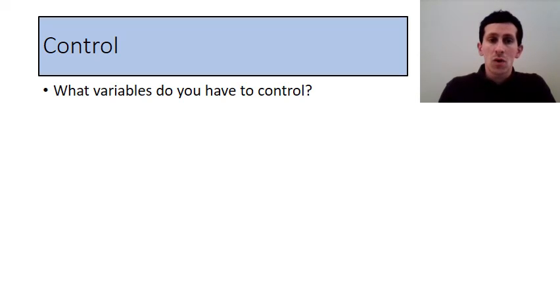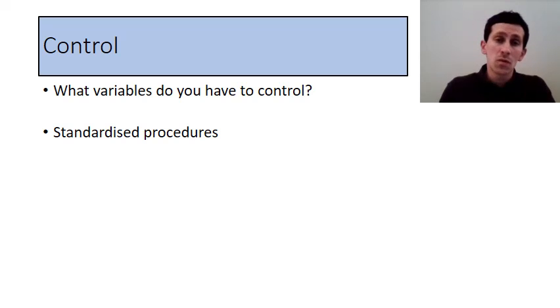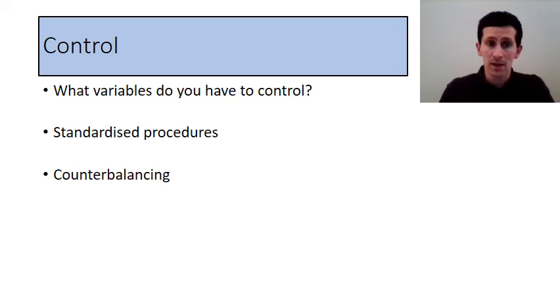When we talk about control, it means what variables do you have to control in your study? So you need to make sure you've got standardized procedures that control certain variables straight away. Are you going to have to counterbalance your experiment? Remember, that's a key word that you might need to go back and think about. When we were doing repeated measures, you've got to counterbalance your experiment to stop order effects.